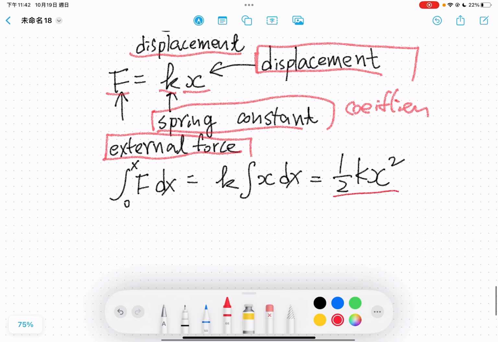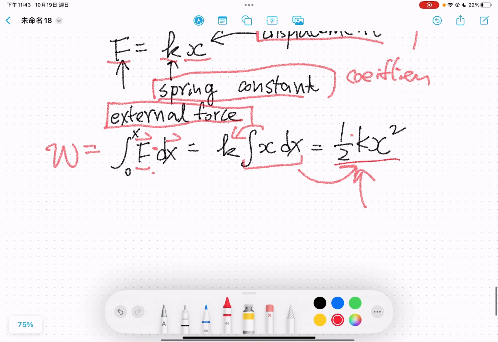So we try to calculate the work. The work is the F in the inner product with the displacement. So we let the k out. Finally, we have x integrated with x. So then we can get half kx squared. So this is the potential energy of the spring.